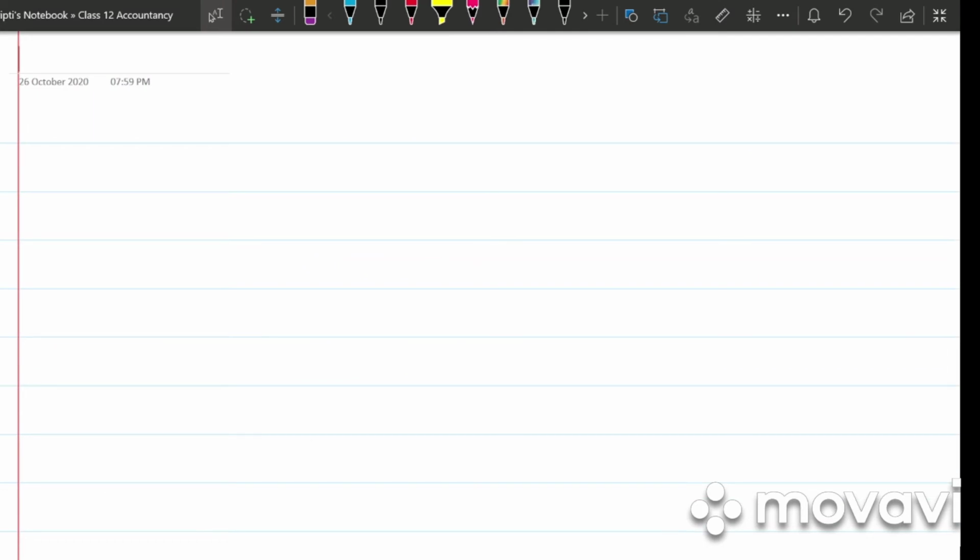Write down the next problem. Very, very, very important kind of problem. Anil and Sunil are partners sharing profit and loss in the ratio 3:2. Full stop. They admit Charan as a new partner.